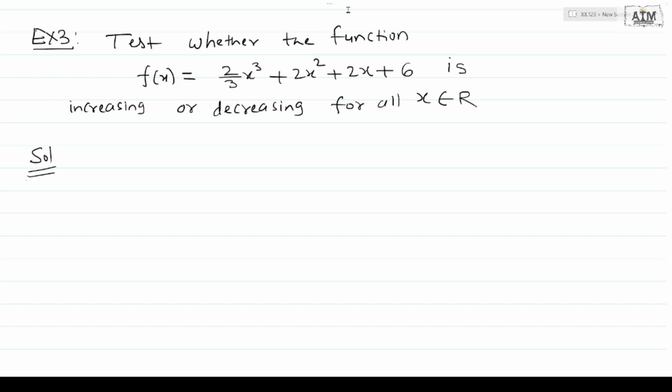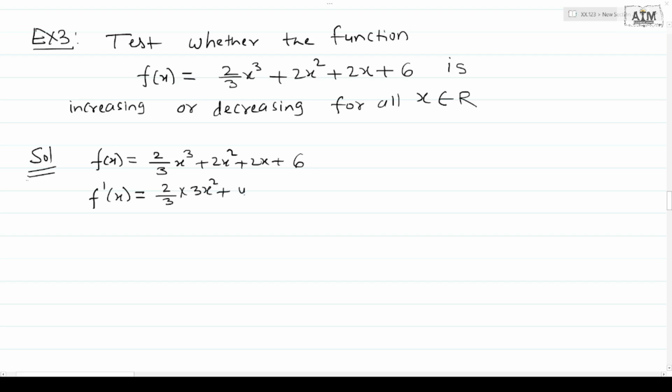Example 3. Test whether the function f of x equals 2 upon 3 x cube plus 2x square plus 2x plus 6 is increasing or decreasing for all x belongs to R. Solution. First of all, take f of x, that is 2 by 3 x cube plus 2x square plus 2x plus 6. After that, do the derivative, that is f dash x equals 2 by 3 into 3x square plus 4x plus 2 plus 0. Then simplify it. 2x square plus 4x plus 2.